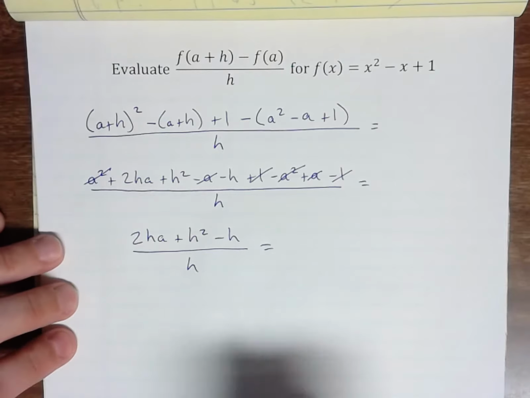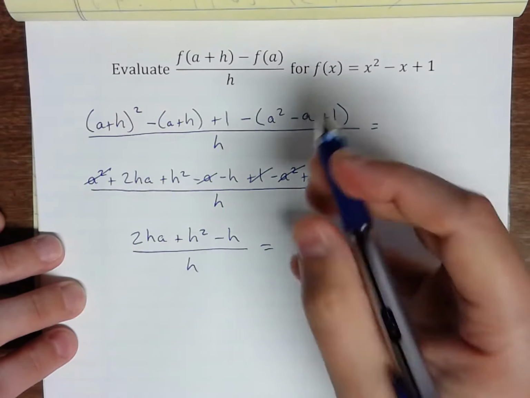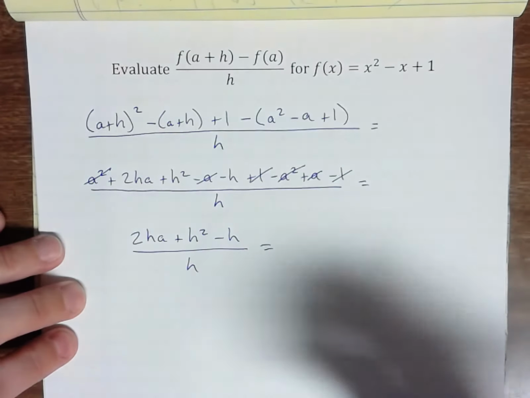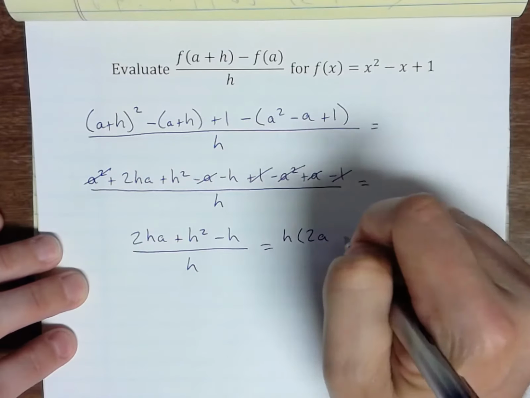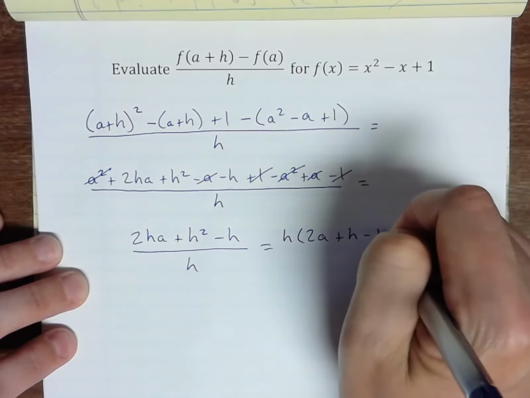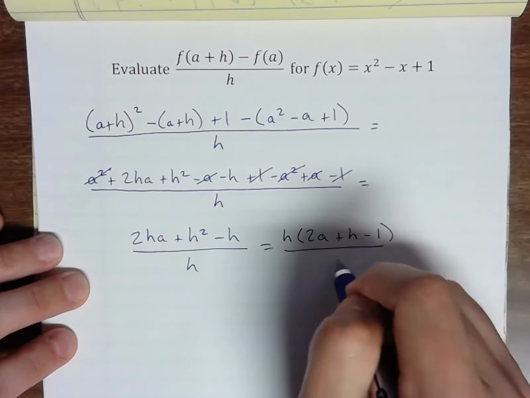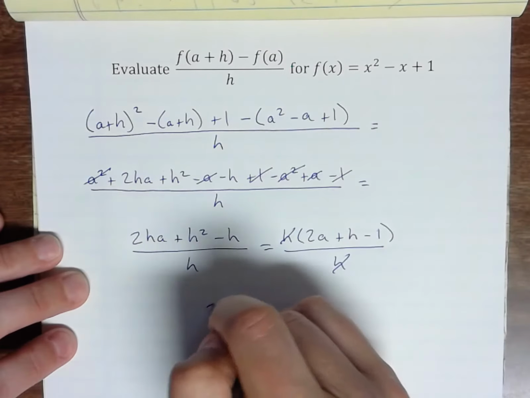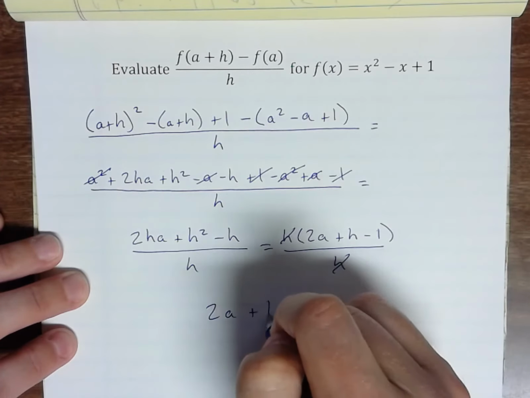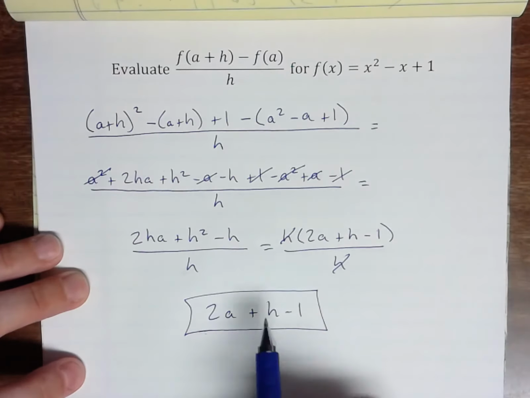Like we did in those previous two examples, notice each of these terms has an h in it. Let's factor that out. You're always going to do that, by the way. It's going to end up dividing out. So h times (2a plus h minus 1). Notice if I divide an h out of h, I'll be left with a 1. h divided by h, and here's my answer. Just formalize it right here. So 2a plus h minus 1, and we've found a difference quotient.